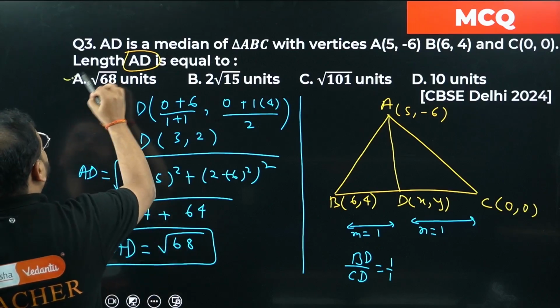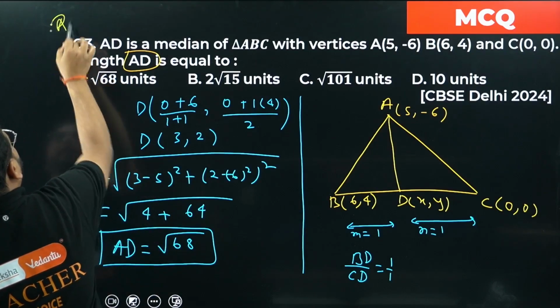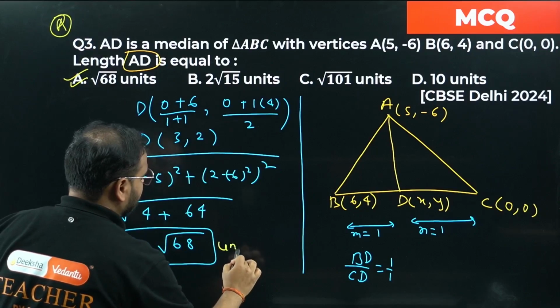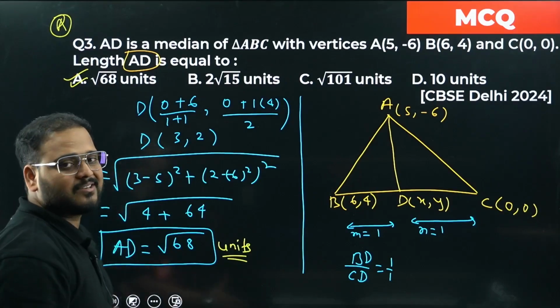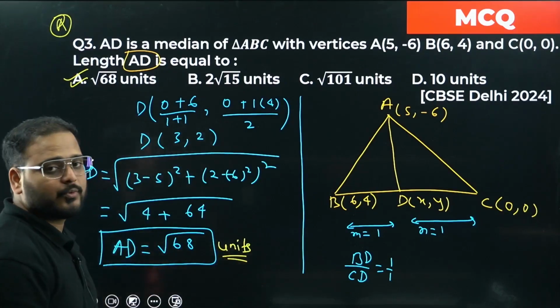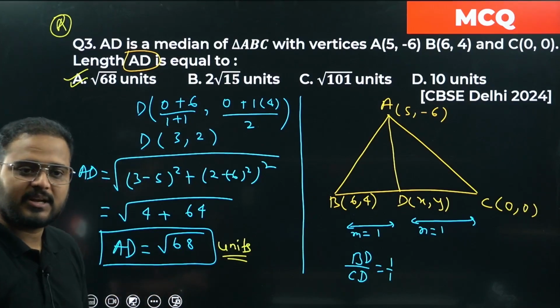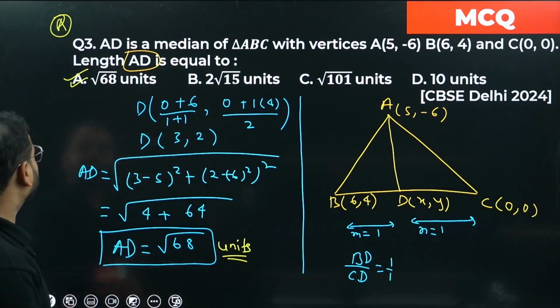Have a look. Option A. Unit you can write here. Units, right? It's a length, no? I don't have a meter, centimeter given like that. Simply write it as units. Root 68 units. Getting it? Yes, question number 3 is done.